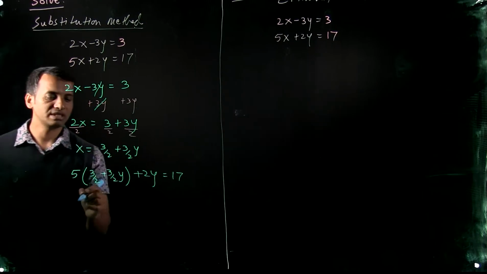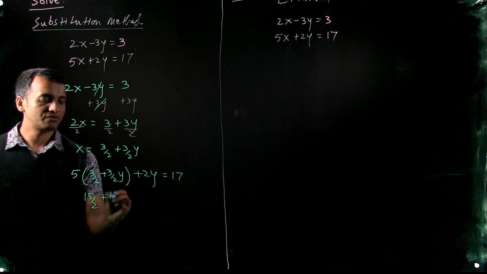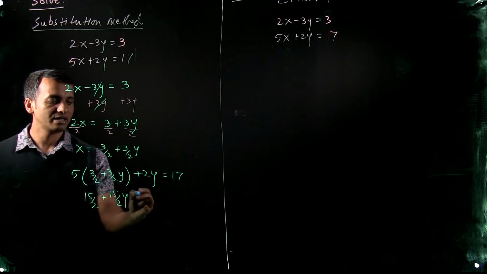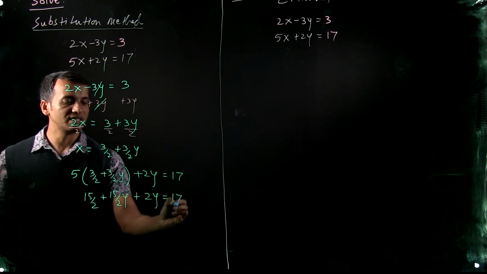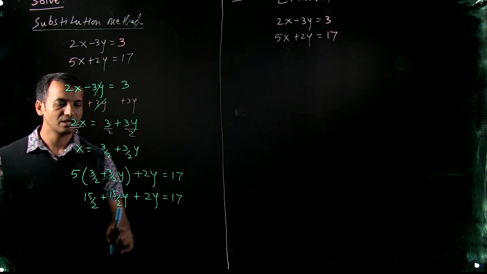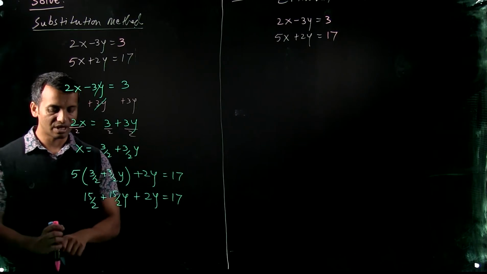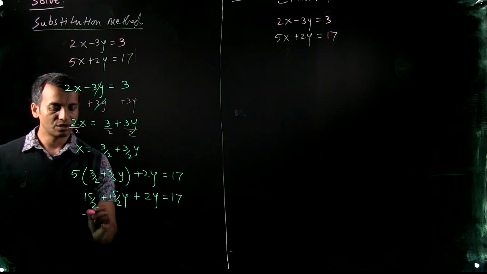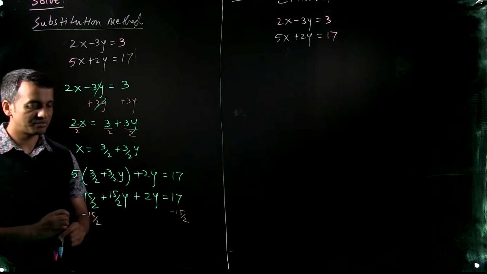All right, so how much is that? 5 times 3 is 15/2, plus 15/2 y, plus 2y equals 17. So this equation has only y. Now you can solve for y, right? So what should I do? You add these two terms and you subtract 15/2 from both sides. So subtract 15/2, subtract 15/2, what do you get?